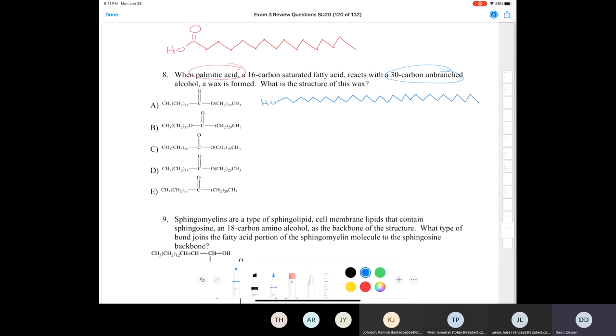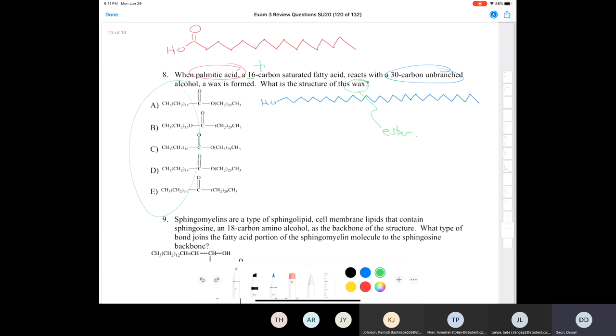I'm reacting these two molecules to make a wax, right? I'm trying to make a wax from these. So I'm adding these two together. And what is a wax? A wax is an ester. The only difference between an ester and a wax is that the hydrocarbon chains are really, really long. Okay, so if I look at these, I'm going to have 16 carbons from the carboxyl side, and I'm going to have 30 carbons from the alcohol side.